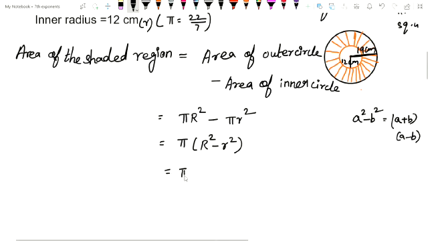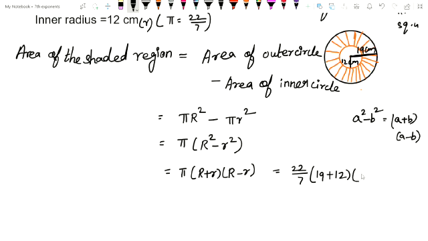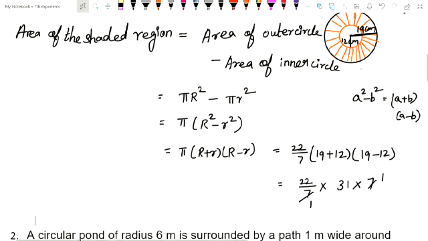So pi into R plus r into R minus r. Now substitute the values. Pi value 22/7 into capital R 19 plus small r 12 into 19 minus 12. So 22/7 into 19 plus 12, that is 31, into 19 minus 12, you get 7. 7 ones are 7, 7 ones are 7. So what is remaining?